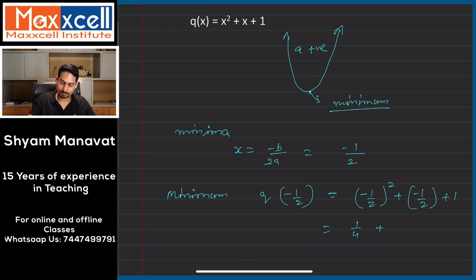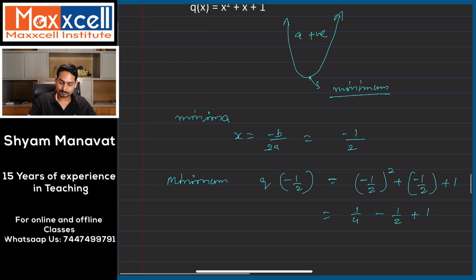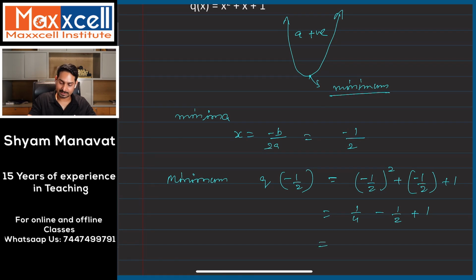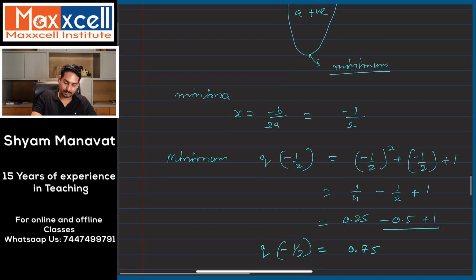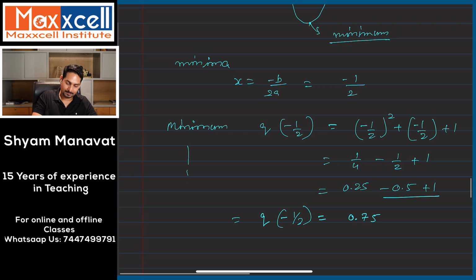You have minus का 1 by 2. And then you have 1. Okay? Simplify करो. इसको ऐसा लिख दूं क्या मैं? 0.25, 0.5 and 1. It will be easy. ये आपको कितना रहेगा? प्लस का 0.5 और ये प्लस का 0.25. This will be प्लस का 0.75. This is q of minus half, and this is also what? As we said, minimum.